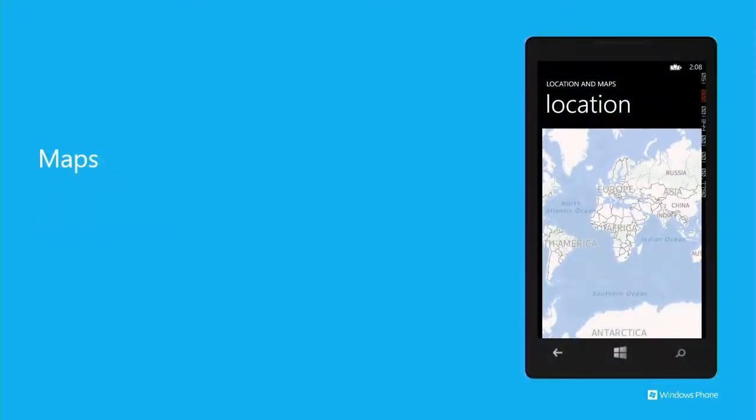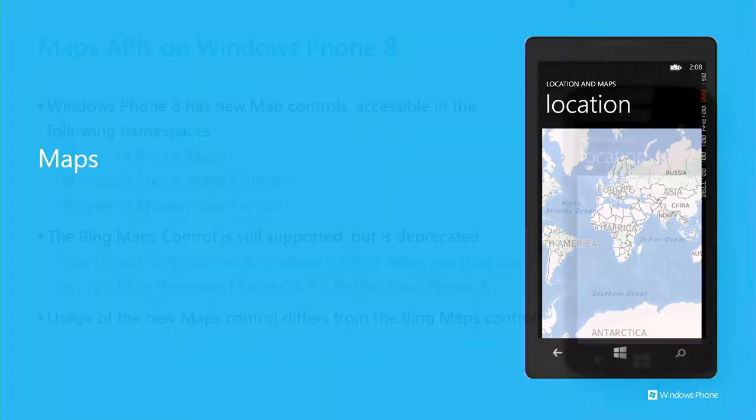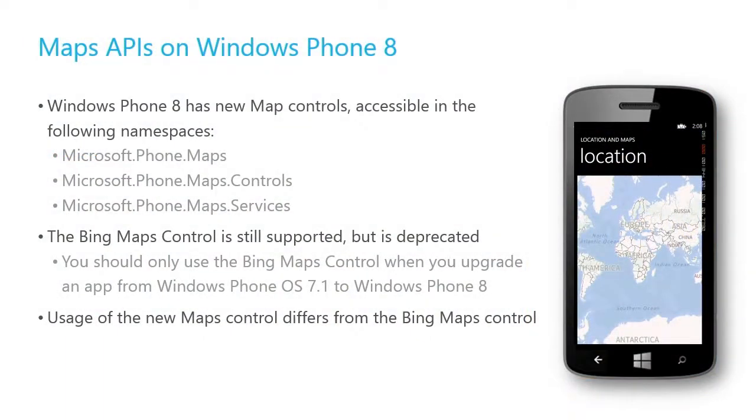So. Right, we're going to wrap up with a quick look at the maps control. It's a maps control. It shows maps. Oh, excellent. There we go. We're done.